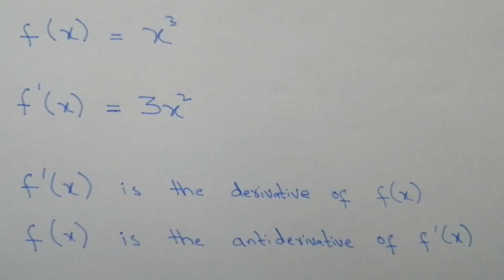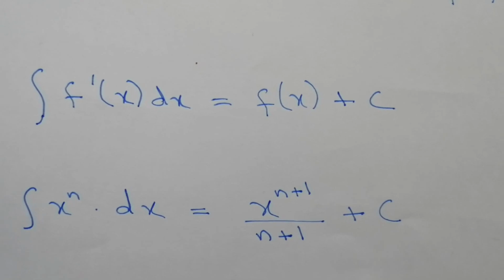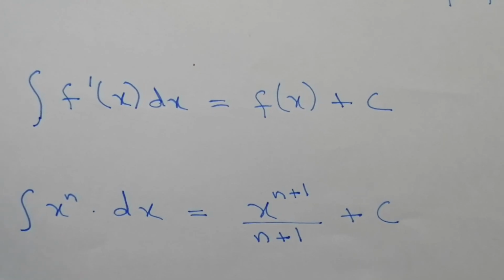So if f dash of x is the derivative of f of x, then f of x will be the antiderivative of f dash of x. So this is the general form of finding the antiderivative.